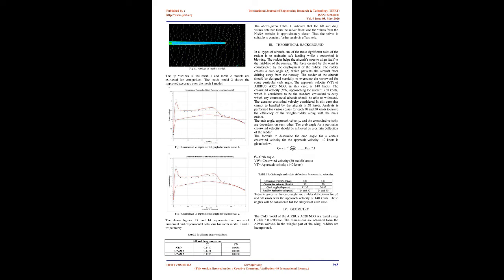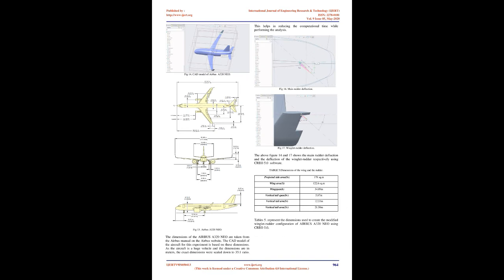The approach velocity, Vt, of the Airbus A320 NEO, in this case, is 140 knots. The crosswind velocity, Vw, approaching the aircraft is 30 knots, which is considered to be the standard crosswind velocity which any commercial aircraft should be able to withstand. The extreme crosswind velocity considered in this case that cannot be handled by the aircraft is 50 knots. Analysis is performed for various cases for each of 30 and 50 knots to prove the efficiency of the Winglet-Rudder along with the main rudder. The crab angle, approach velocity, and the crosswind velocity are dependent on each other.